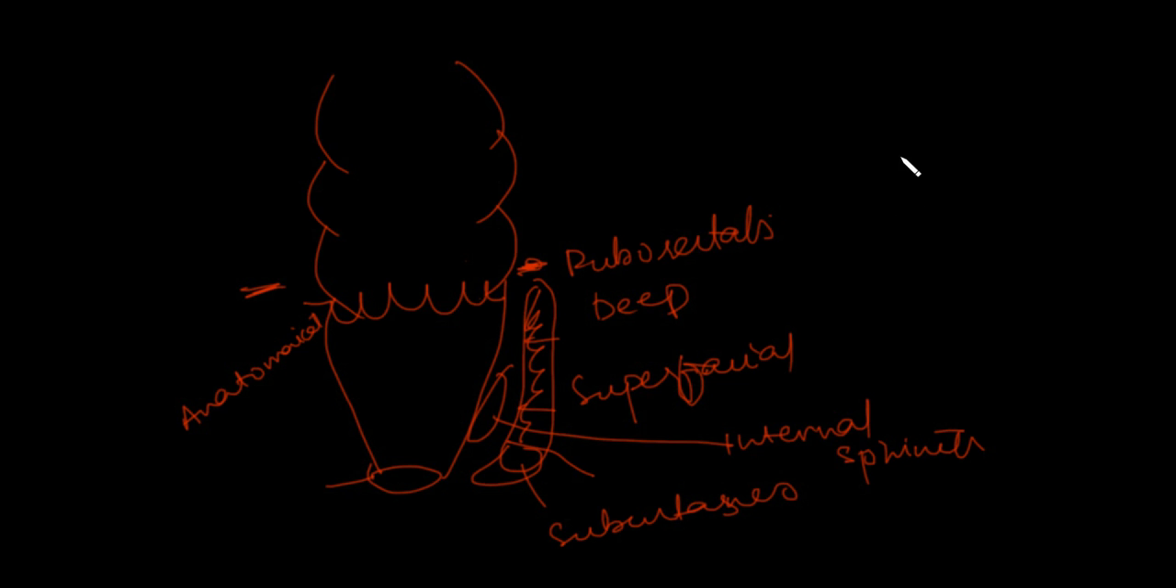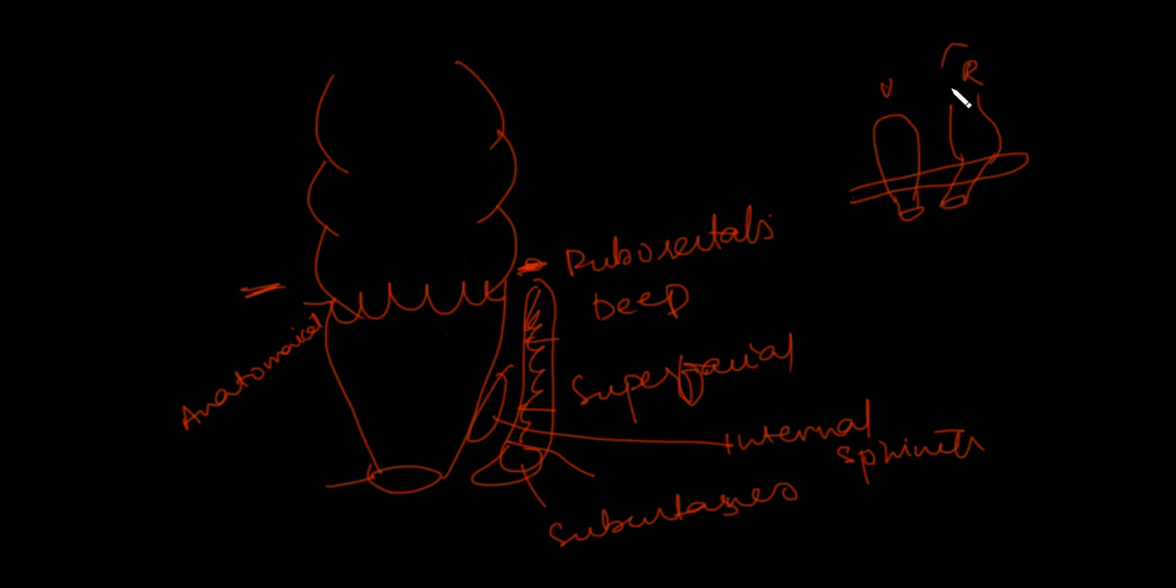The puborectalis muscle, if we see the coronal section, this is in a female patient, this is the uterus, and this is the rectum with the anus angulated anteriorly, and this is the vagina. This angulation is formed by the puborectalis muscle, which forms a sling around the anus, and this is the main reason behind the ring formation at the level of the rectoanal junction.